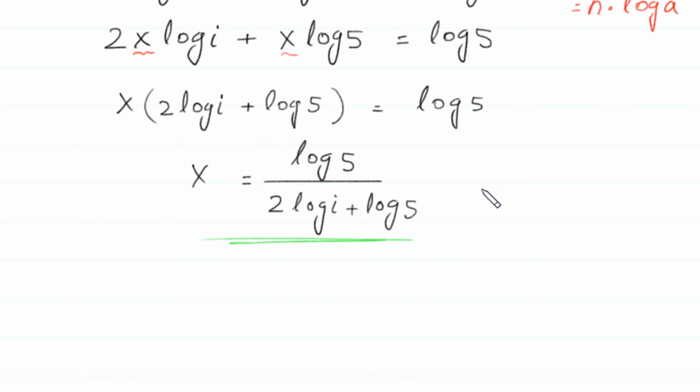And by natural log we have found the value of x. x is equal to ln of 5 divided by i times pi plus ln of 5.